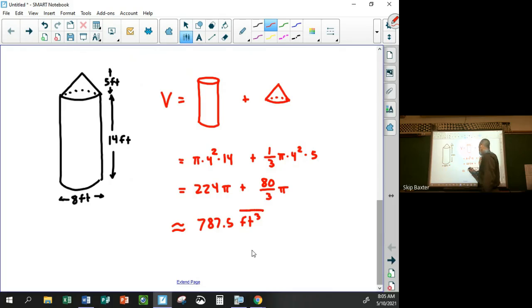Cubic feet. 1/3 pi r squared h. Questions?